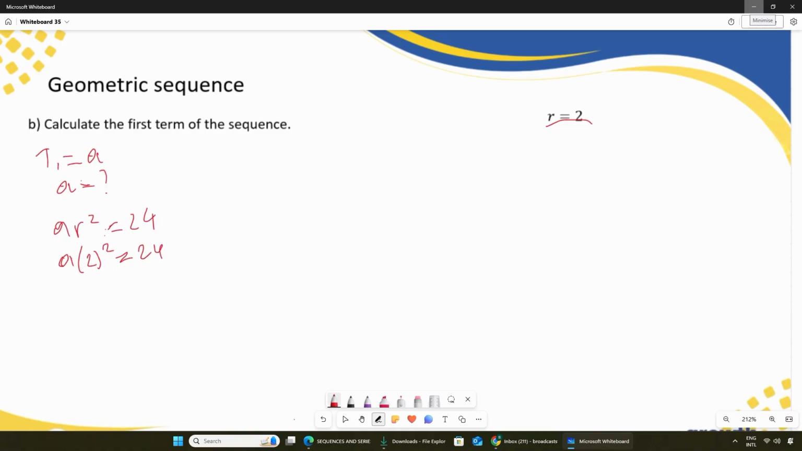2 to the power of 2 gives you 4. So you have 4A equals 24. You divide both sides by 4: 4A over 4, and 24 divided by 4. So you reach an answer whereby A is equal to 6. That is your answer. This question was very easy. Let's go to the next question.